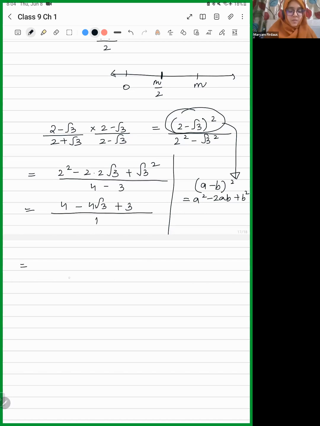Then the numerator: 4 plus 3 is 7, minus 4 root 3. So that's going to be the answer. All right.